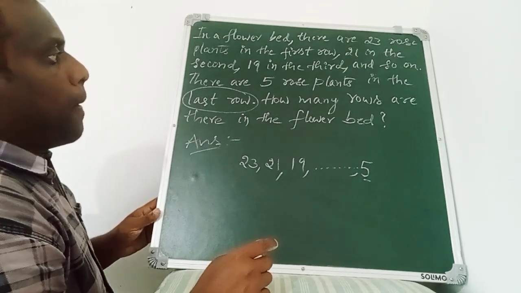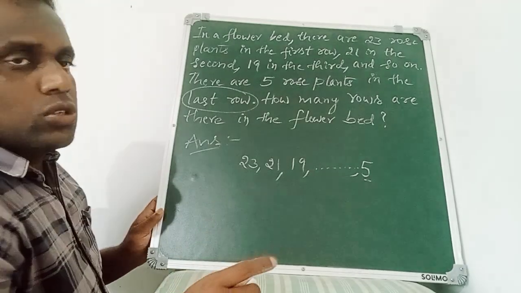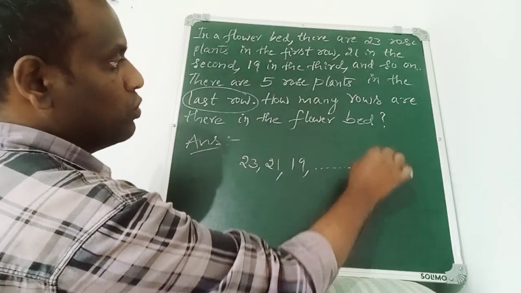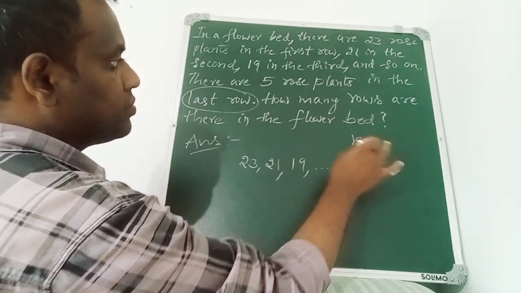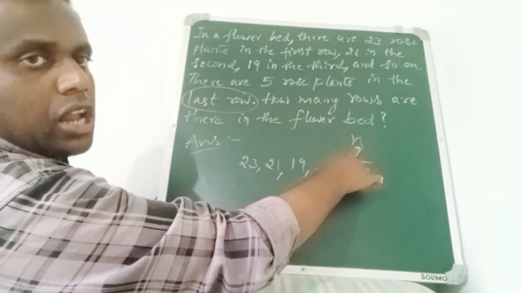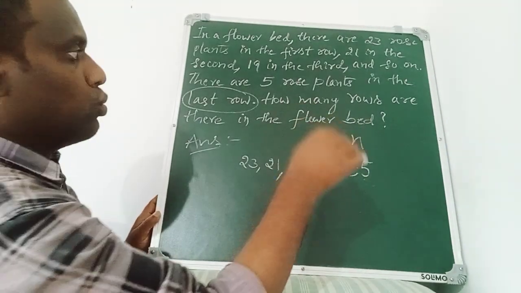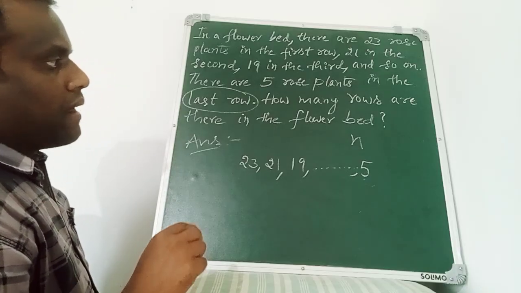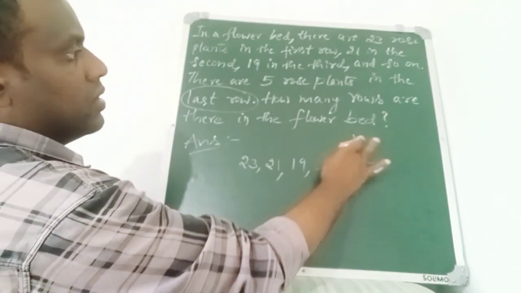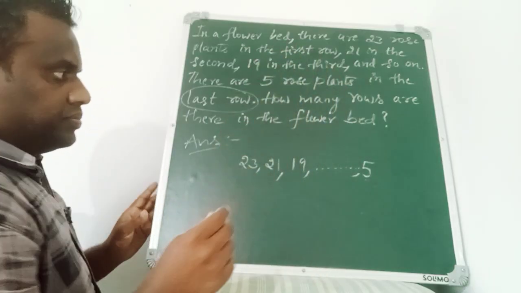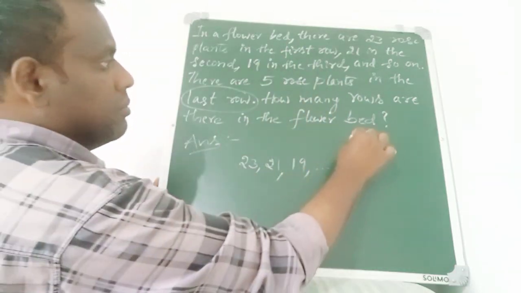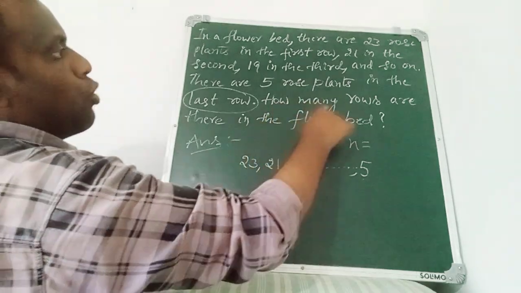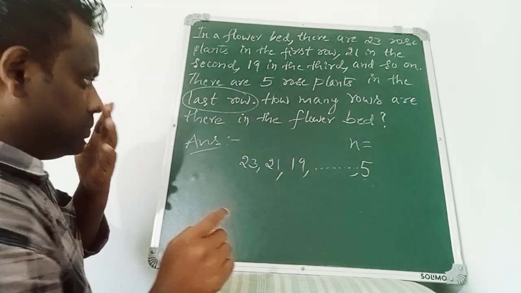So we don't know which row. So I will consider this as n. N means the last row, or we can also call it the nth row. No, sorry, n means number of plants. Okay, the question is how many rows are there in the flower bed?